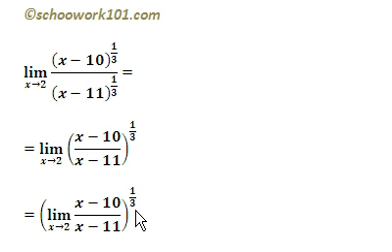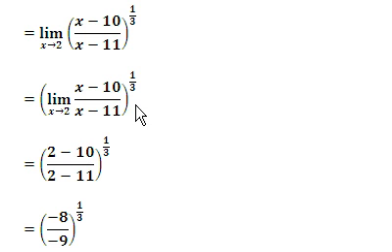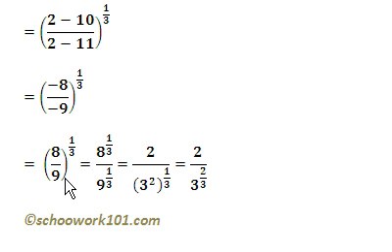Now this happens to follow a theorem that I'm going to be stating here in just a moment. But let's look at what I do here. So once we've rewritten this, we do the direct substitution, plugging 2 directly in for x, and we get 2 minus 10 over 2 minus 11, which reduces down to negative 8 over negative 9. Now of course the negatives will cancel out, and we will be left with 8 over 9.